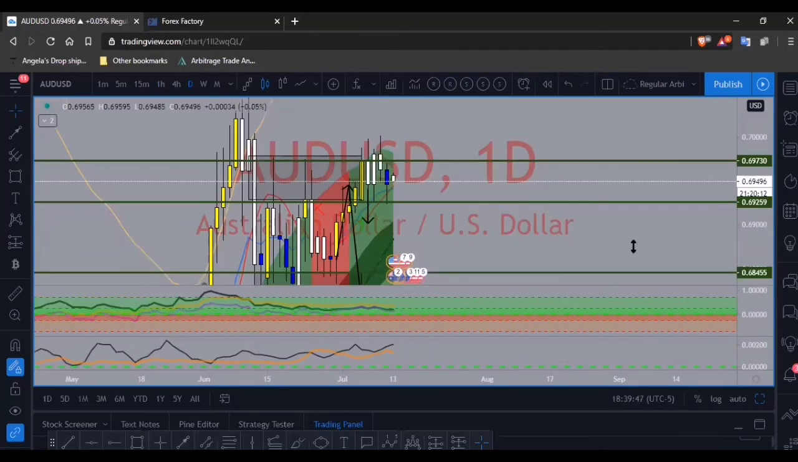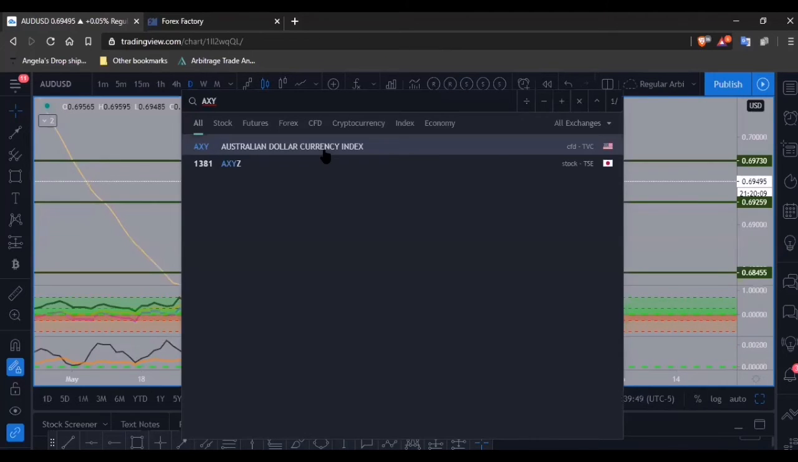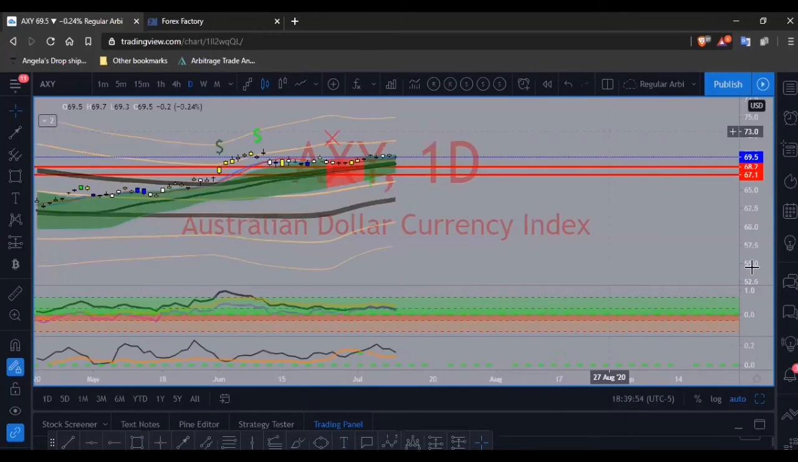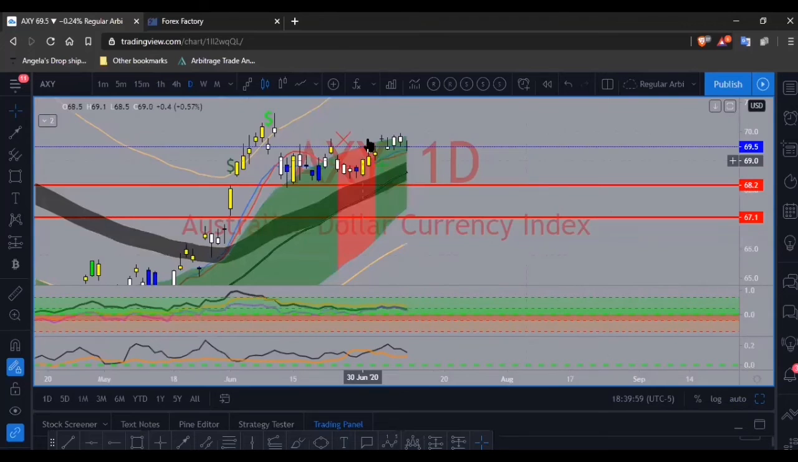Let me look at the AXY real quick. Just want to see what it did last week. It's a whole lot of the same thing. A whole lot of consolidation up here. 1, 2, 3, 4, 5. These 5 candles just consolidated, didn't really do much. So yeah, and this looks like it's setting up for the sell as well. So yeah, just waiting on that to happen.